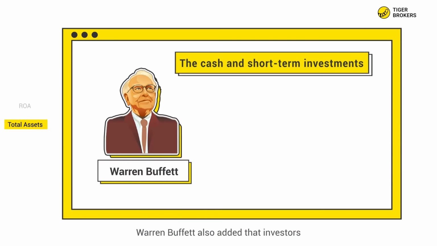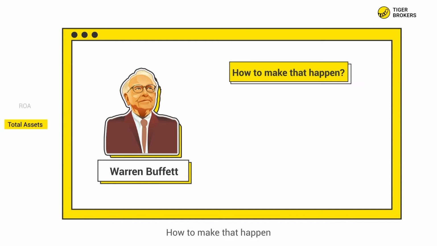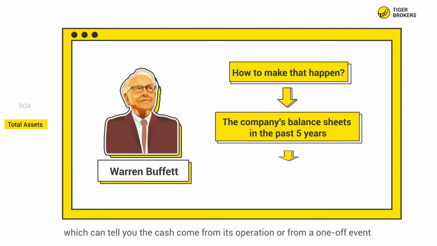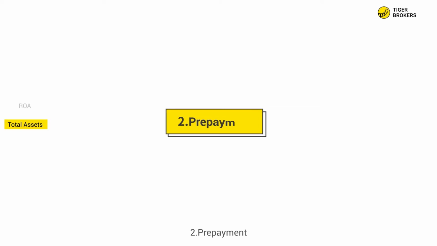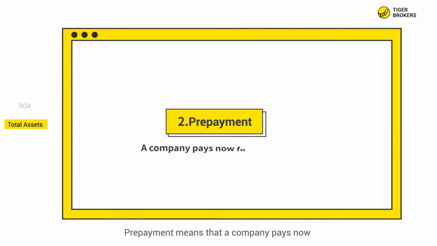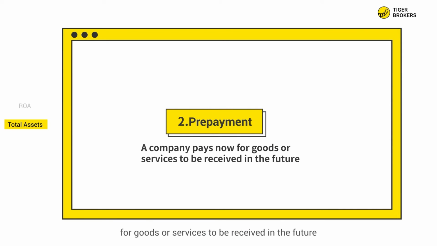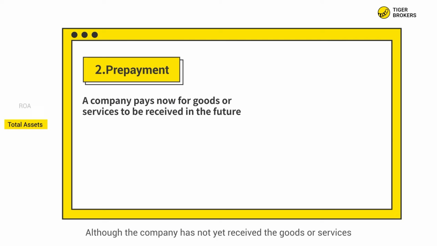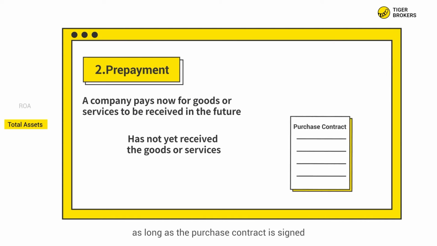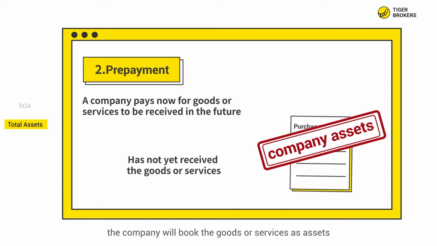Warren Buffett also added that investors should figure out the source of the cash and short-term investments. How to make that happen? You can check the company's balance sheets in the past 5 years, which can tell you whether the cash comes from its operation or from a one-off event. 2. Prepayment. Prepayment means that a company pays now for goods or services to be received in the future. Although the company has not yet received the goods or services, as long as the purchase contract is signed, the company will book the goods or services as assets.